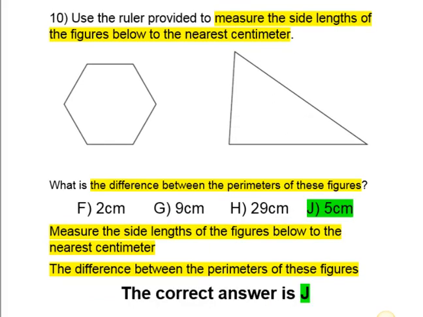J. Our correct answer is J, because 17 minus 12 is equal to 5 centimeters. Let's move to question number 11.